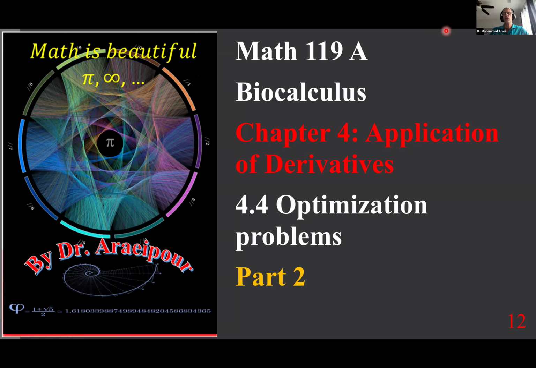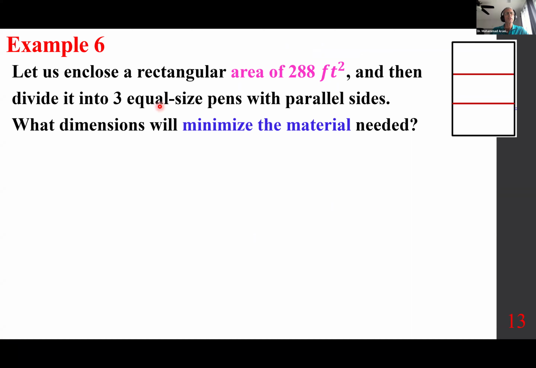Good morning, class. We are looking at chapter 4, applications of derivatives, 4.4, optimization problem, part 2. Let us enclose a rectangular area of 288 square feet and then divide it into 3 equal size pens with parallel sides. What dimensions will minimize the material needed?